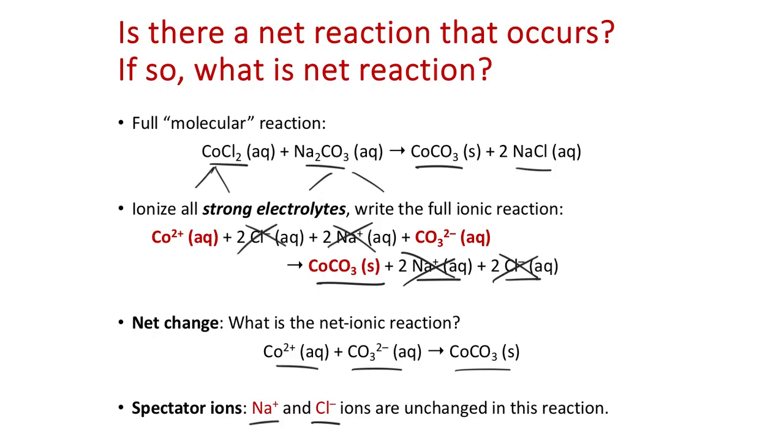If we want to get to the net change, we have to ionize the strong electrolytes, cancel out the spectator ions, and then identify that net change.